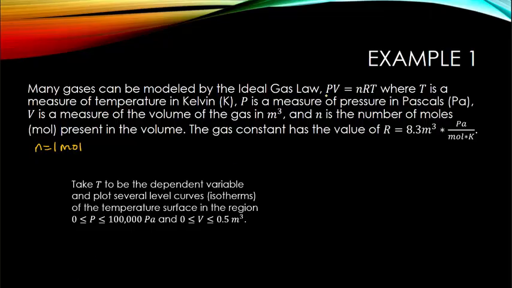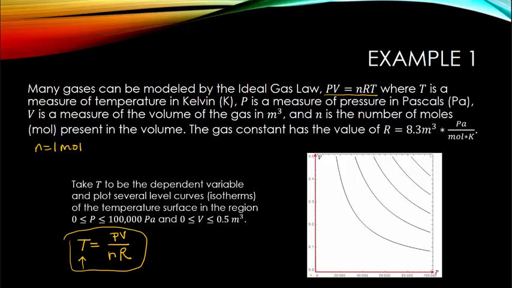In order to make T the dependent variable in my ideal gas law, I'm going to rearrange this. I'm going to get T is equal to PV over nR. This is the expression that says that T is dependent and my P and V will be my independent variables. When I plot this in a level curve, I get a graph with P on the horizontal axis and V on the vertical axis. My level curves represent constant temperature values, or isotherms.